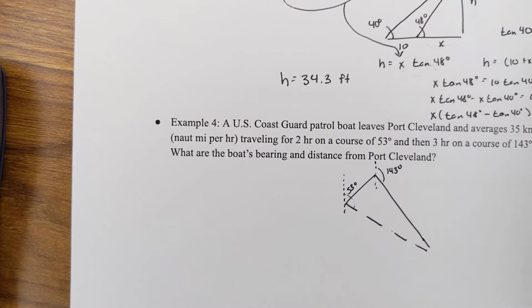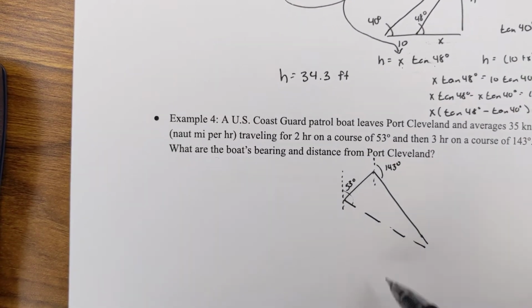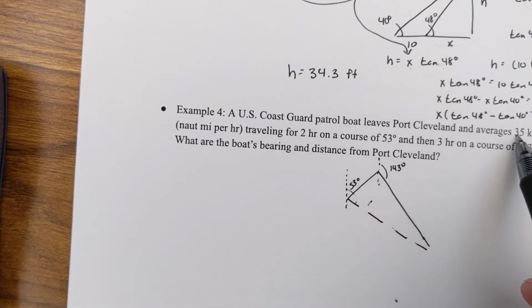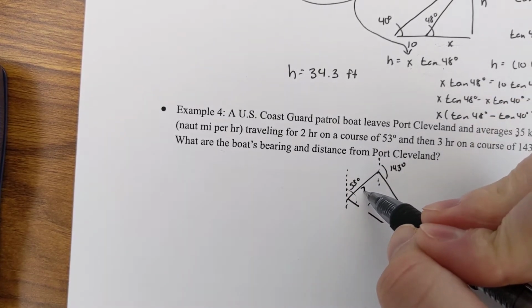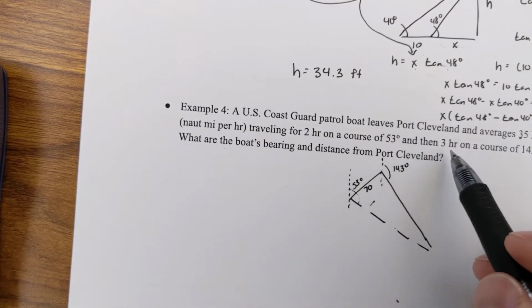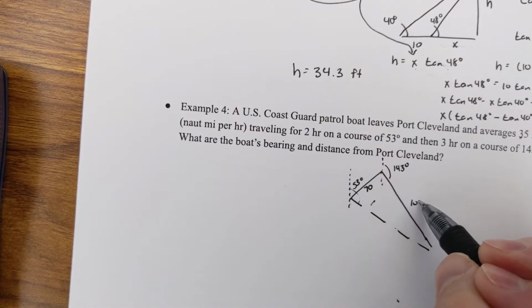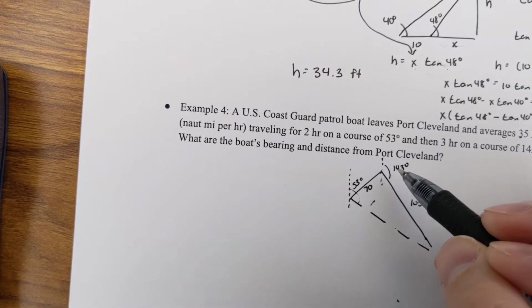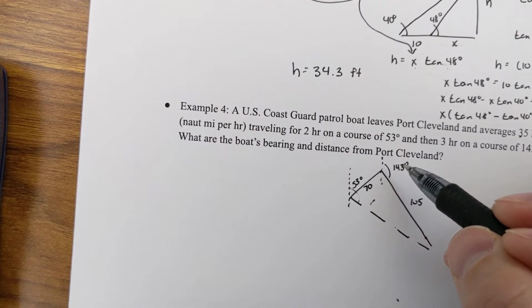We can figure out how long these sides are because we know the speed and how fast they're going. So 35 knots for 2 hours, so this side length is 70, 35 times 2. Then 3 hours, so this side is 105. Now I need to figure out what that angle is.